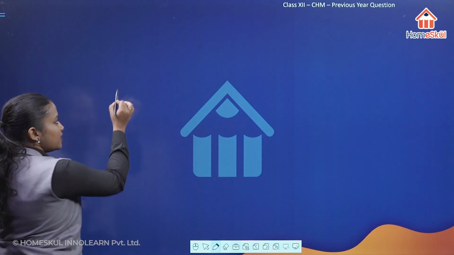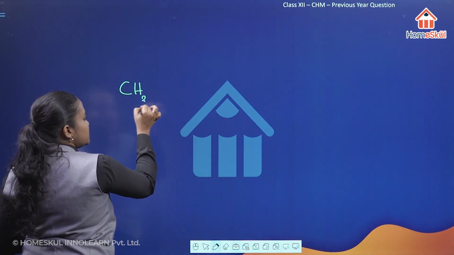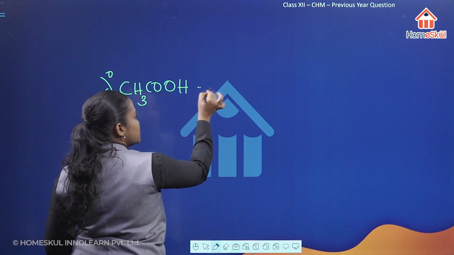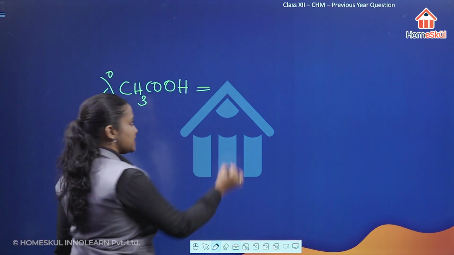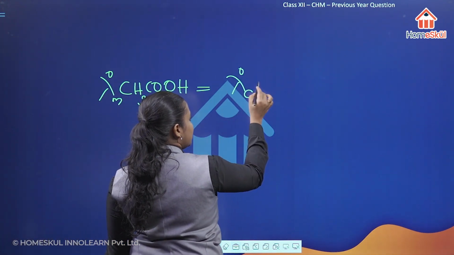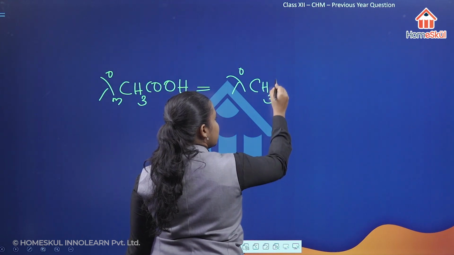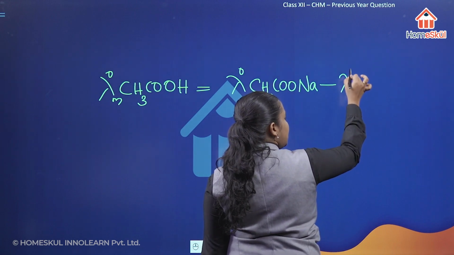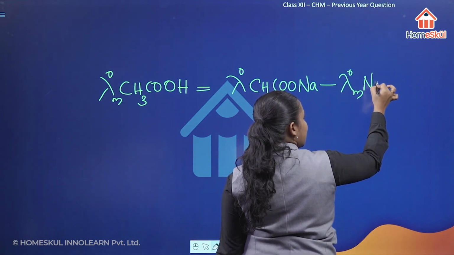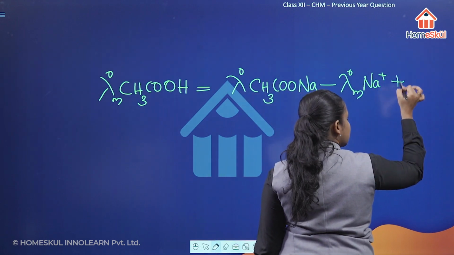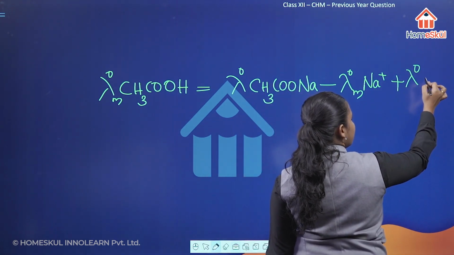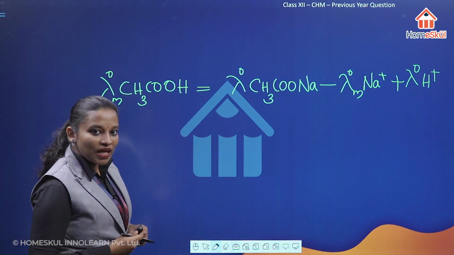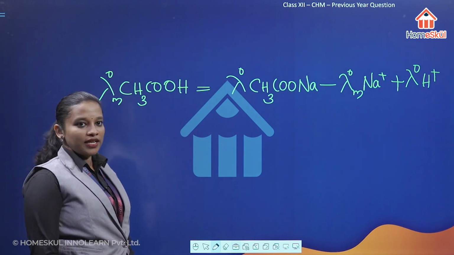Let's find the limiting molar conductivity of CH3COOH. How can we calculate? Yes, by using the given data. Limiting molar conductivity of CH3COONa minus limiting molar conductivity of Na plus plus limiting molar conductivity of H plus. From this equation, we can calculate the limiting molar conductivity of CH3COOH.